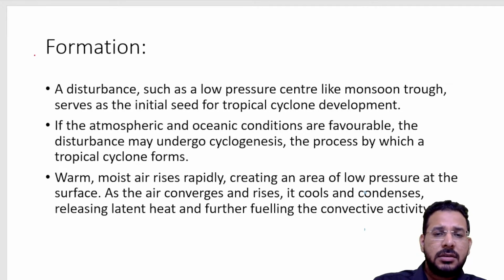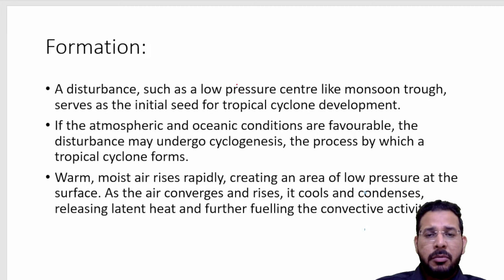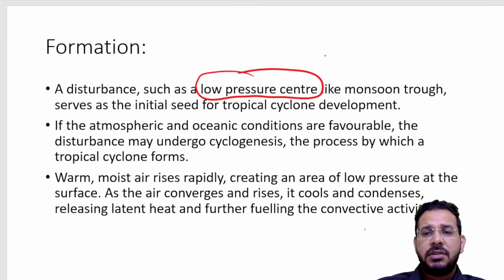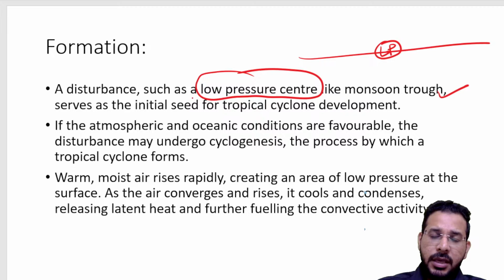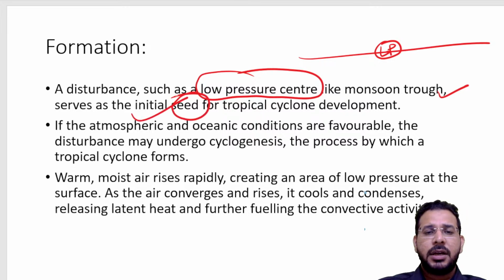Then, as we have discussed, how a cyclone is forming, a low pressure center is developing on the ocean. It is called a monsoon trough. Like the monsoon trough, in case of monsoons also we see in India a low pressure center is forming. In a similar way, if a low pressure system is forming on the ocean, it will be the seed of the cyclone. So it will be the initial stage of cyclone development.